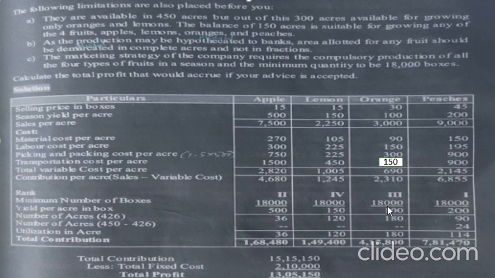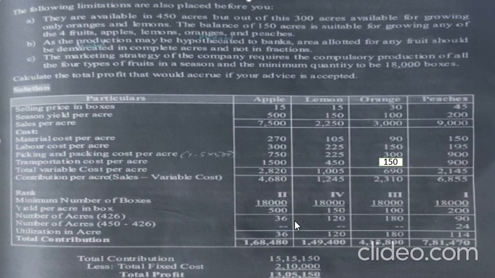Then for orange, 18,000 is the minimum quantity which is to be met in the market, and 100 boxes are produced from 1 acre. So orange requires 180 acres. Then for peaches, 18,000 is the minimum demand, divided by 200. 200 is the number of boxes which can be produced from 1 acre, so it is 90 acres. So for apple it is 36, for lemon 120 acres are required, for orange 180, and for peaches it is 90.